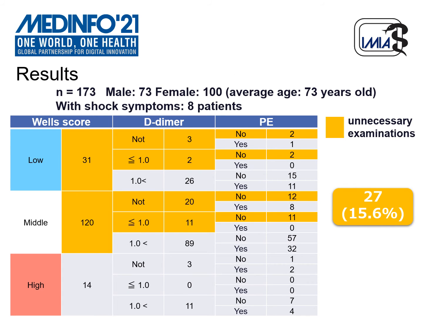This slide shows the result. N equals 173. Of these, 73 were men and 100 were women. Average age was 73 years old. The yellow fields were unnecessary examinations. There were 27 cases. It was 15.6% of the total.